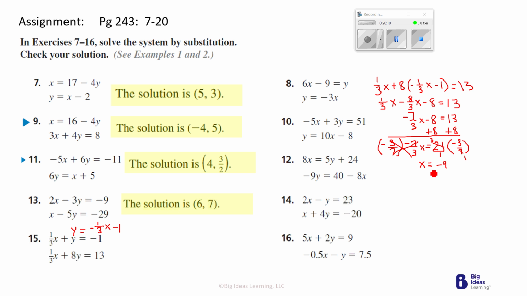All right, now that I know x is negative 9, let's plug it in over here to our first problem. Our first one said 1/3 times x, and that's 1/3 times negative 9 plus y is equal to negative 1. I could have used either one of these equations. I just go with the easier one. Well, negative 9 times 1/3 is negative 9 over 3 plus y equals negative 1. Negative 9 over 3 is really negative 3.